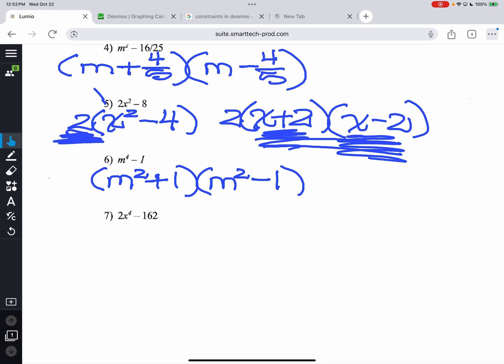So how do we break down m squared minus 1? You break down m squared to m. So we'll have m squared plus 1.